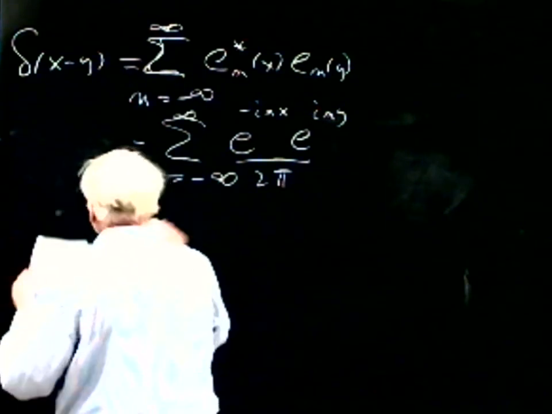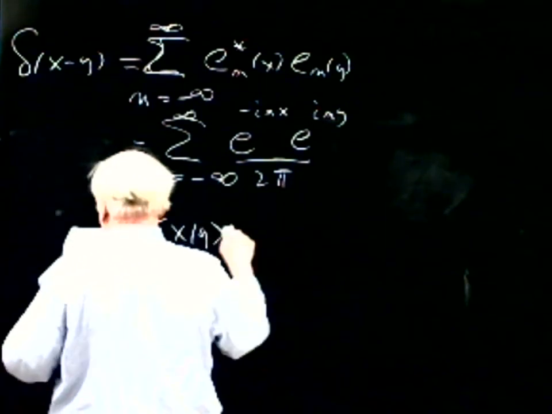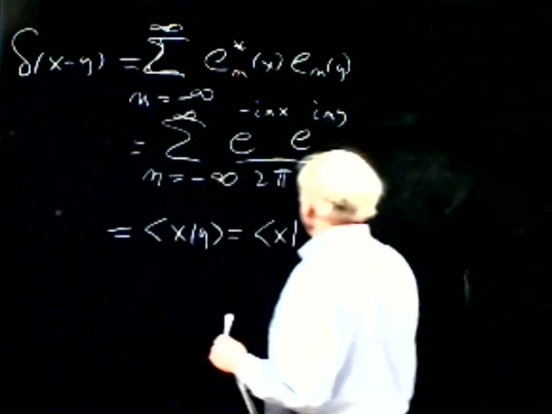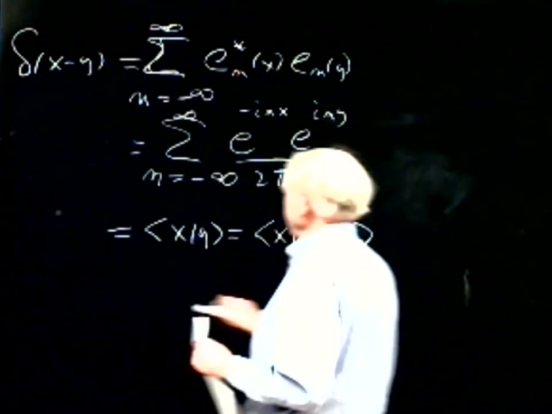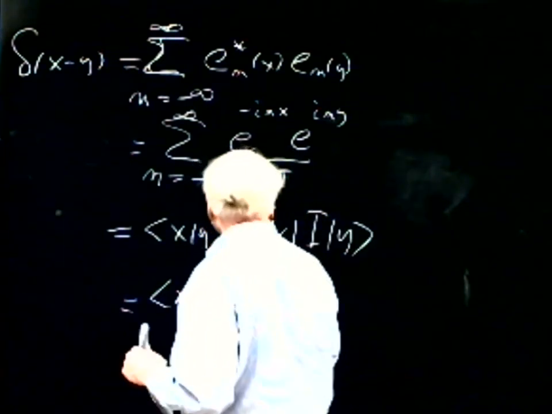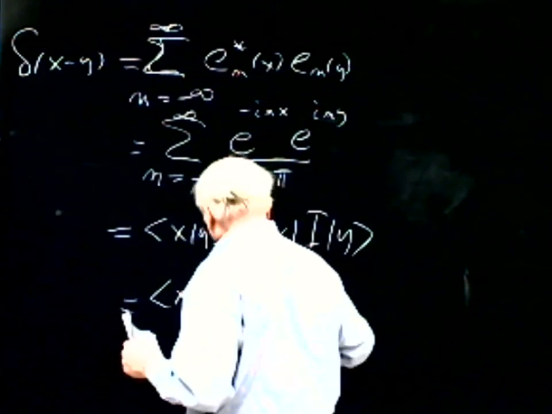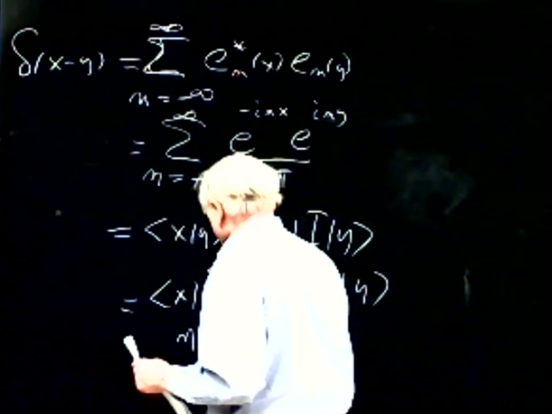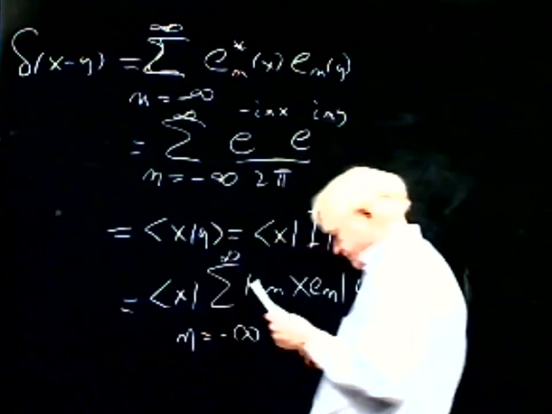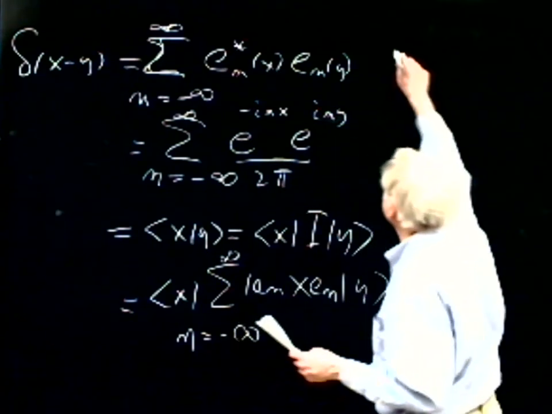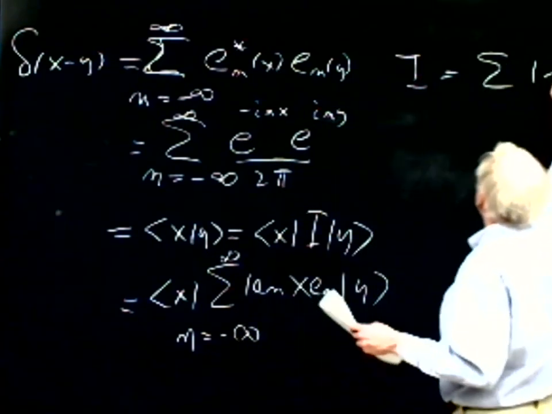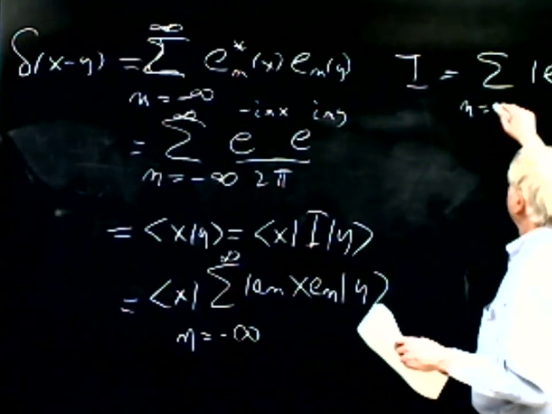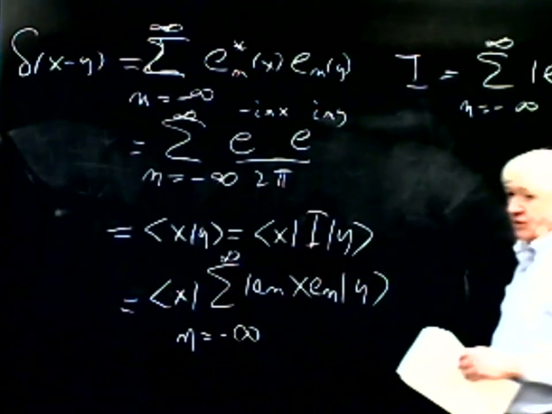But you can also write this as the inner product of x with y in the sense of x, identity operator, y, and this is then x sum e n, y, n equals minus infinity to plus infinity. So in other words, the identity operator is the sum of the outer product of the vectors representing all of these orthonormal functions.